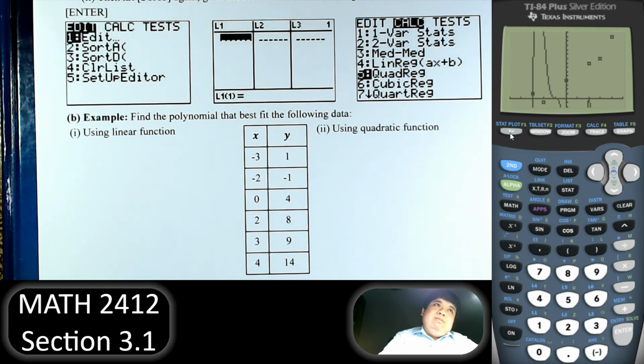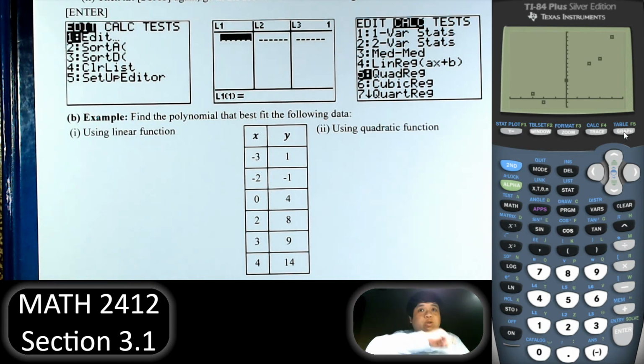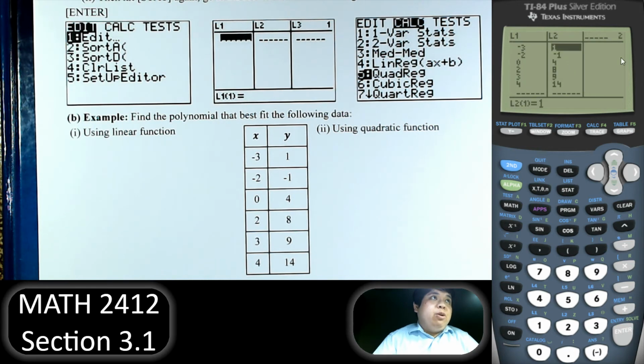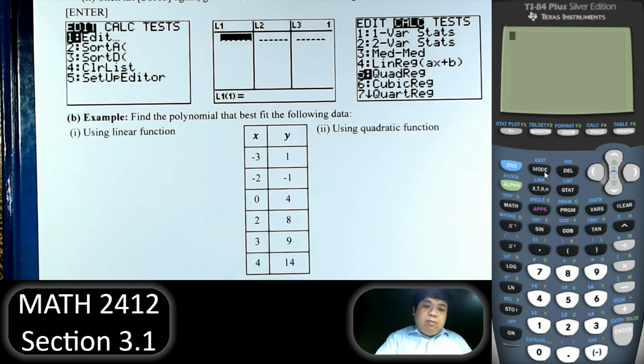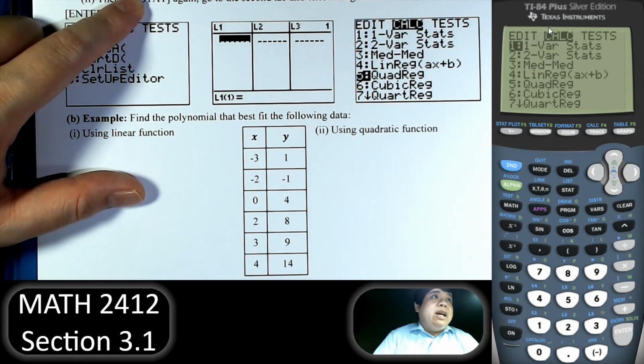Sorry, I should turn off the function. Yeah, clear the function. Right, so we have those points. Now we're trying to draw the line that best fits this. So remember, hit stat and edit. We have those lists. Now if we want to get the best fit line or best fit equation, what we do is hit stat again, go to the second tab, and we will use the linear regression.